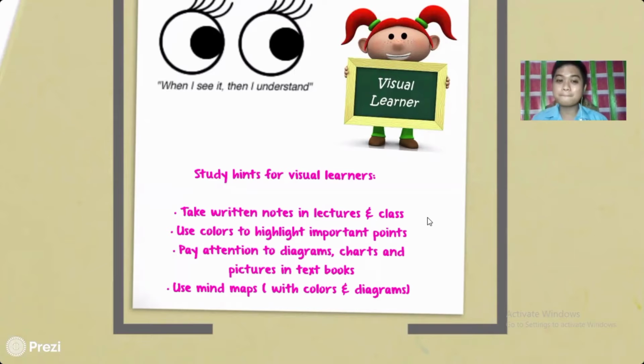And they also pay attention to diagrams, charts, and pictures in textbooks. Because when you're a visual learner, you actually visualize where that diagram is located. And that's how you remember things. And you say, okay, I'll be remembering this. Where is it located? Is it north, south, or east or west? So any direction, they would visualize it. And also, they use mind maps with colors and diagrams.